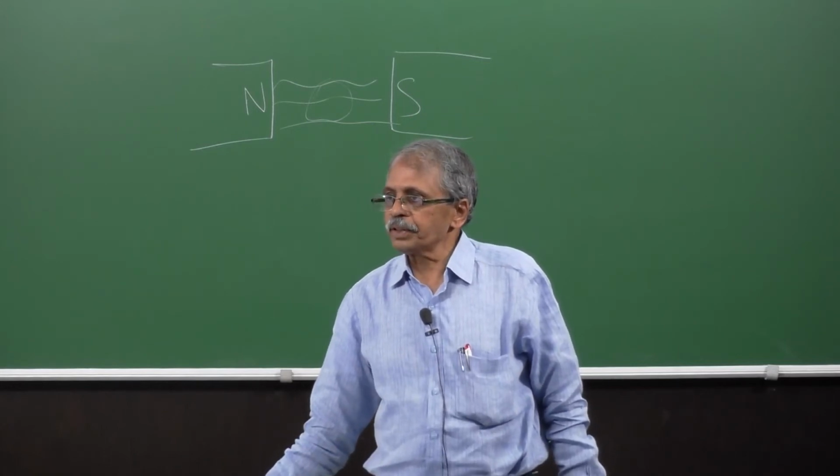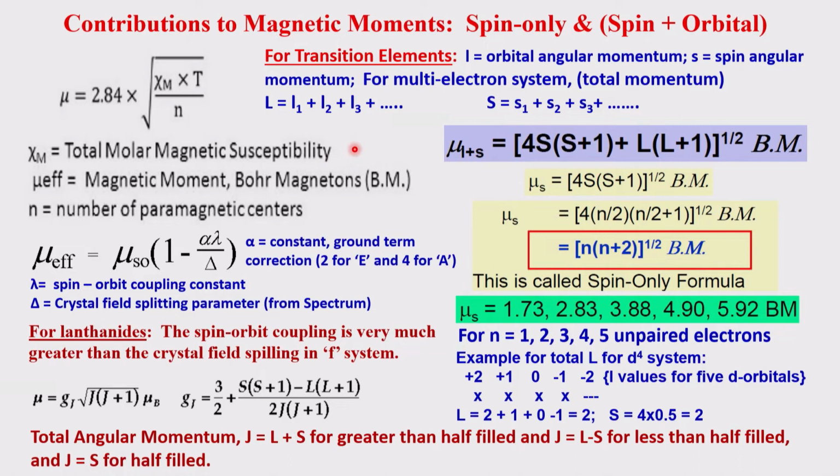Okay, so chi-m is the total molar magnetic susceptibility, as I have mentioned already. Mu effective is the effective magnetic moment in Bohr magnetons. This value is in Bohr magnetons. N is the number of paramagnetic centers, which means the number of unpaired electrons. Okay, so now let us look at the transition elements.